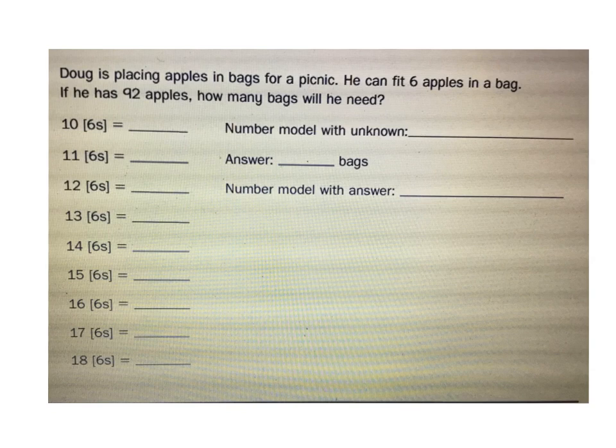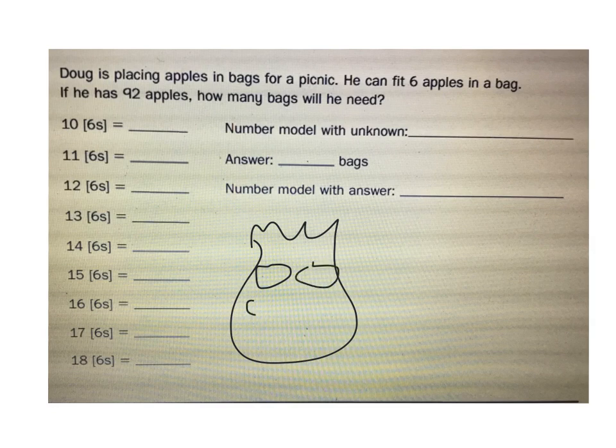Okay, this second example will challenge you a little bit more. Doug is placing apples in bags for a picnic. He can fit 6 apples in a bag. So if I just give myself an illustration, okay, I have 6 apples, 1, 2, 3, 4, 5, 6. 6 apples in a bag. If he has 92 apples, how many bags will he need?